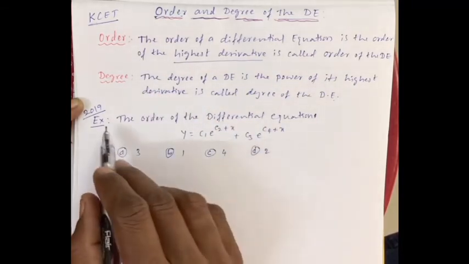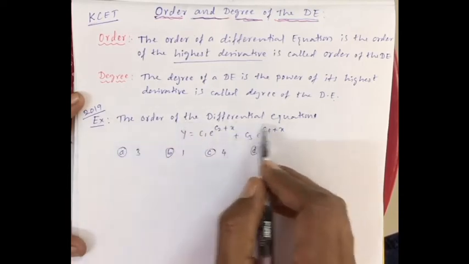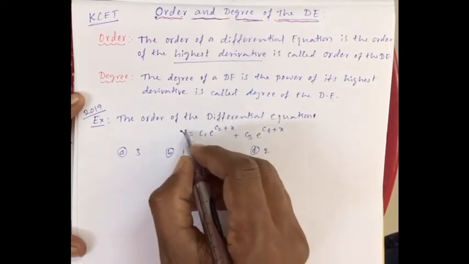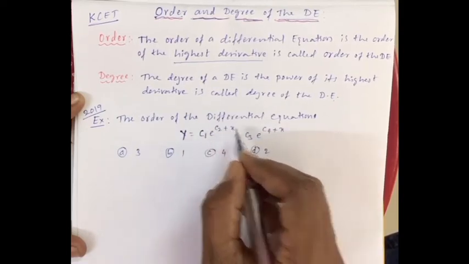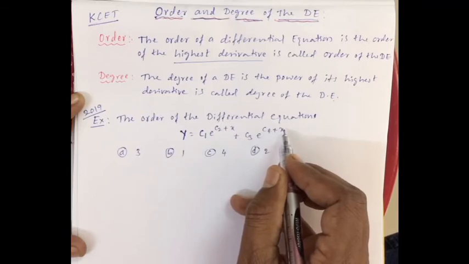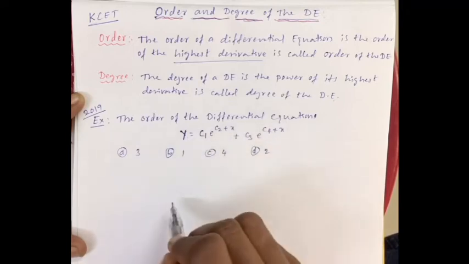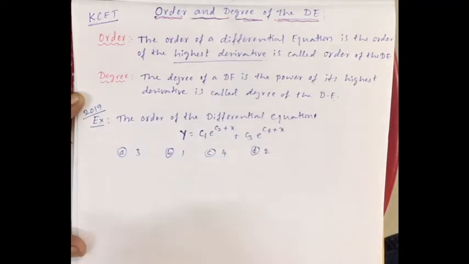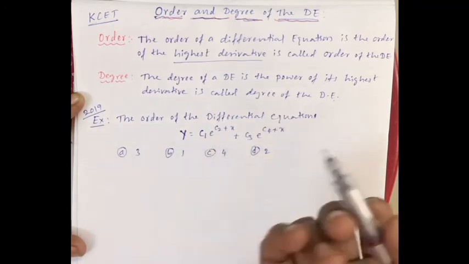So the 2019 question is: the order of the differential equation is, you have one equation, y equal to c1 e raised to c2 plus x, plus c3 into e raised to c4 plus x. This kind of equation is given, and it is nothing but the solution. The options are 3, 1, 4, 2. So this is also one of the differential equations.